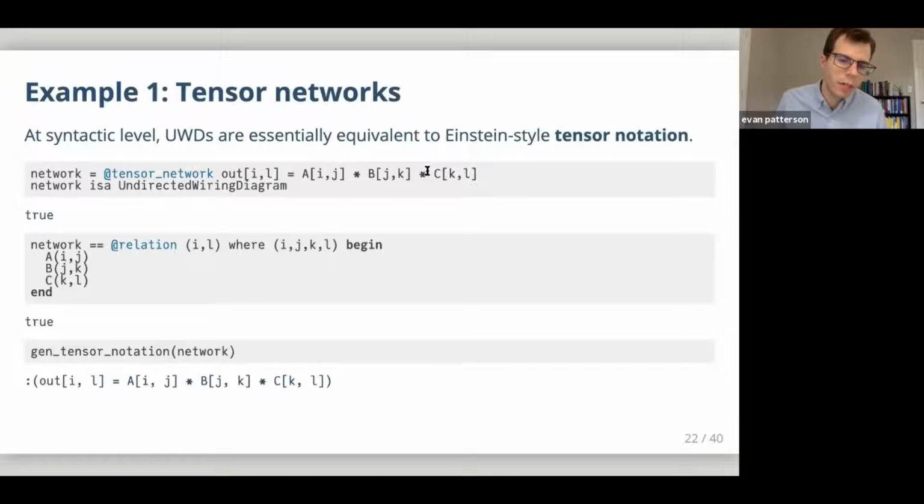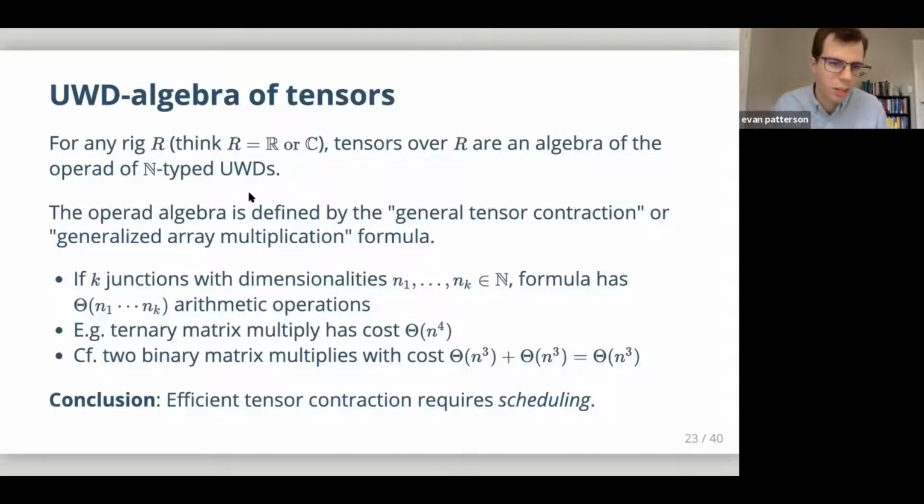So, parsing an undirected wiring diagram from this expression, and then also going in the other direction, generating code. Besides its conceptual advantage, this also has the advantage of allowing interoperation with lots of tensor computing packages in the Julia ecosystem, because many of them know how to understand this Einstein-style notation. Okay. And so the notation already gives away the game in terms of what the UWD algebra structure is. Well, you just do the contraction which is specified by that summation notation.